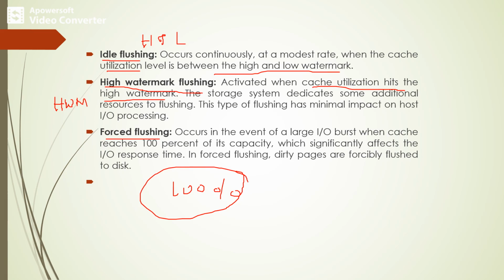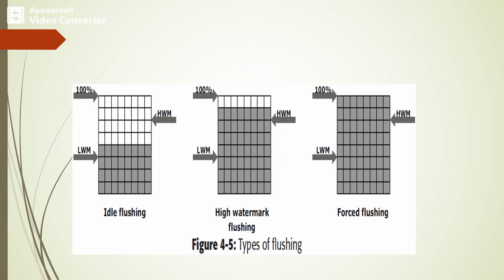The first one is ideal flushing, which occurs whenever the cache utilization level is between high and low watermark level. The second one is high watermark flushing. It can be activated whenever the cache utilization level hits the high watermark level. The last one is forced flushing. It can be considered whenever the cache utilization level reaches 100% of its capacity.